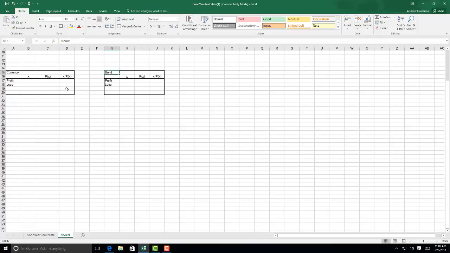So this is going to help in decision making. Let's say that we have these two possible decisions, to either purchase currencies or bonds. The way we're going to make our decision is based off of the expected value, or the expected profit, for those two. In currency, we have a profit and a loss, and with bonds, we have a profit and a loss.